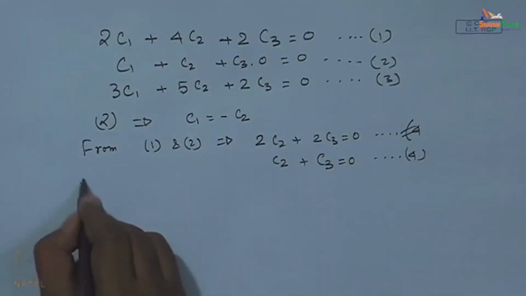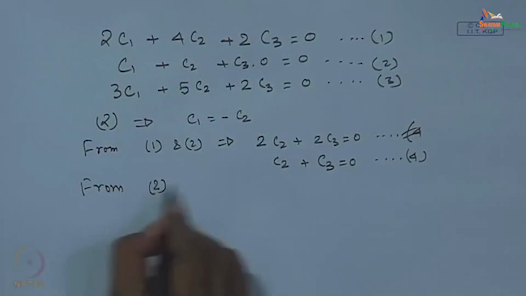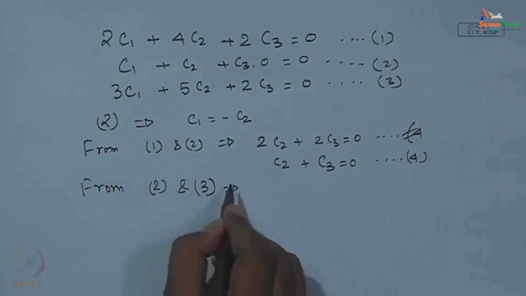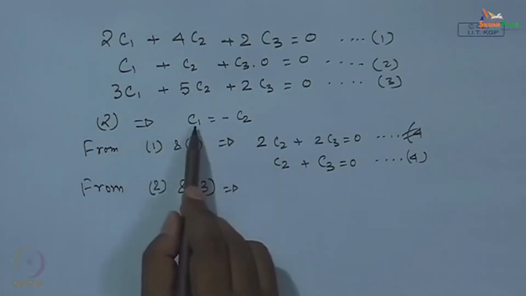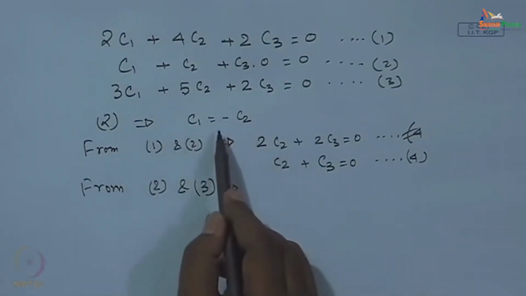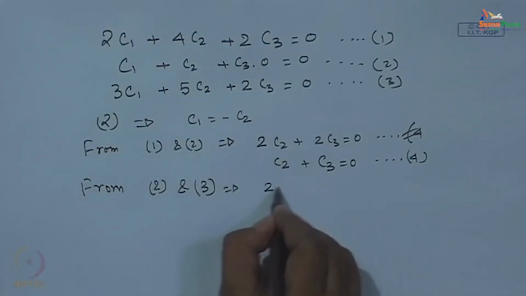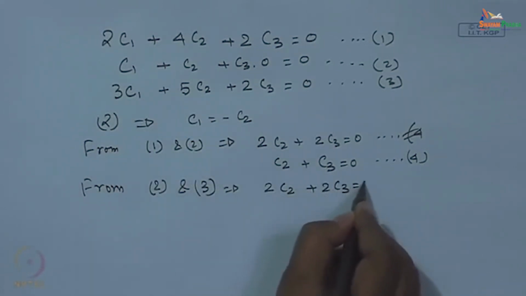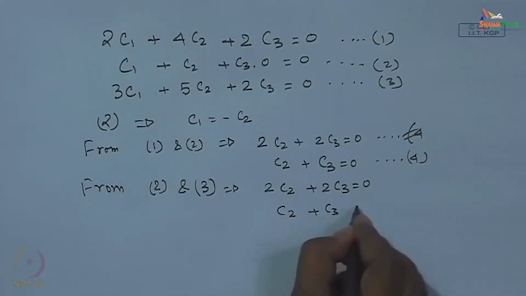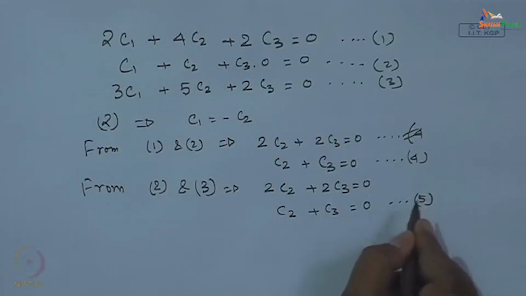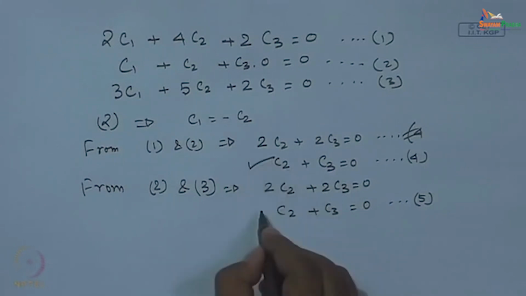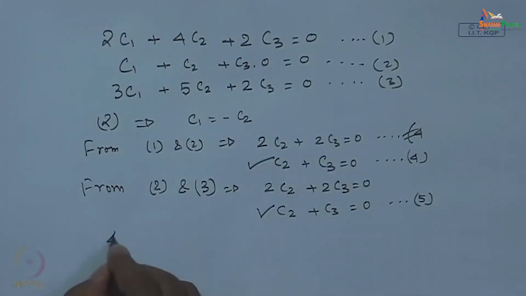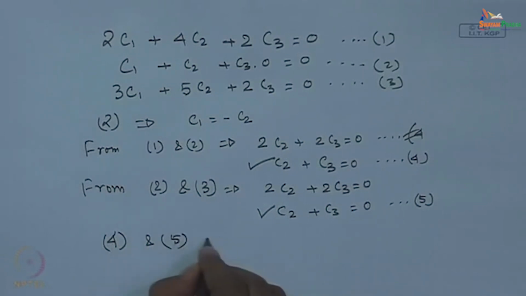Similarly, from equations 2 and 3, you express C1 in terms of C2 and substitute; it will be minus 3 C2, so it will be 2 C2 plus 2 C3 equal to 0. So, C2 plus C3 equal to 0. This is equation number 5. If you look now, you have 2 equations and 2 unknowns, but the point is that equations 4 and 5 are identical and they represent an identity.